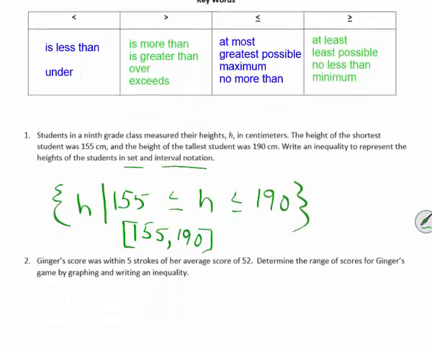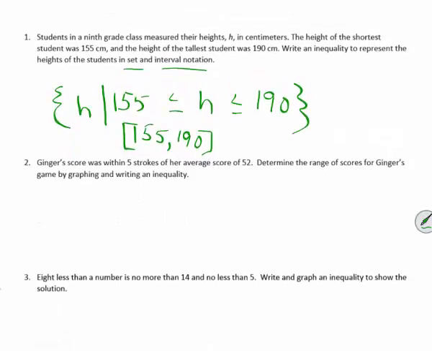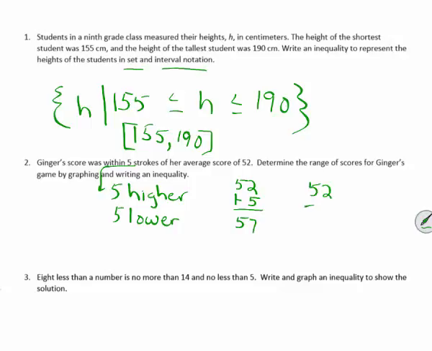Okay. Ginger's score was within 5 strokes of her average score of 52. So within 5 strokes means that you can be 5 higher and 5 lower. So if she normally has 52, to figure out what her range is going to be, I'm going to add 5. So the highest it could be was 57. And I'm going to subtract 5. The lowest it could be is 47.